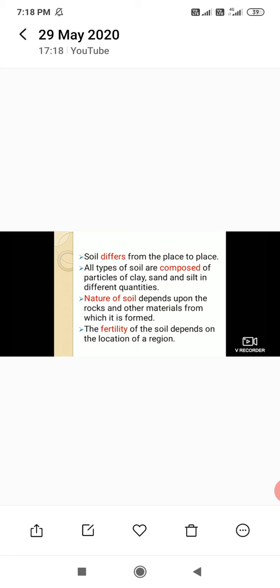As we all know, soil differs from place to place, and all types of soil are composed of particles of clay, sand, and silt in different quantities. The nature of soil depends upon the rocks and other minerals from which it is formed, and the fertility of the soil depends on the location of a region.